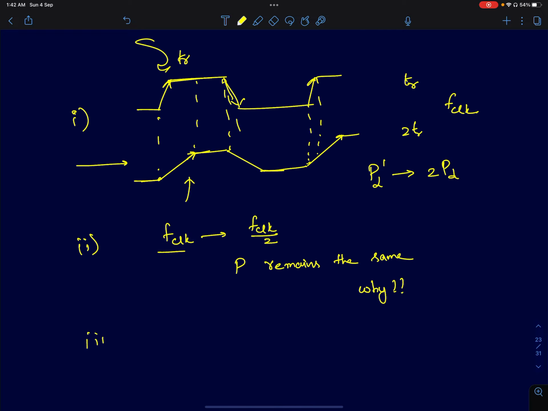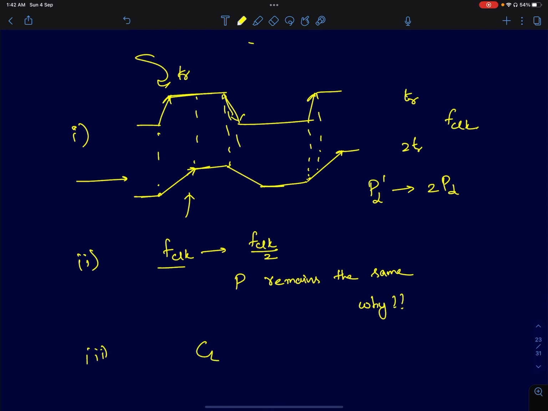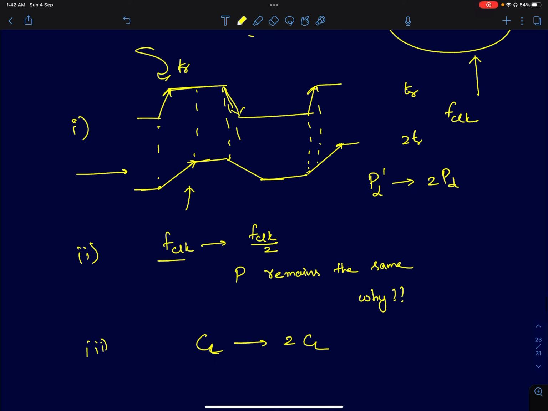Similarly, the third case I can introduce is that I'm changing the load capacitance. I'm, say, doubling the load capacitance. Again, I see no change in the power. So what could be the reason for that? If you just directly use this expression for power dissipation of a CMOS inverter, you would say that doubling the load capacitor should double the power dissipation. But it doesn't happen. So what could be the possible reasons for that?